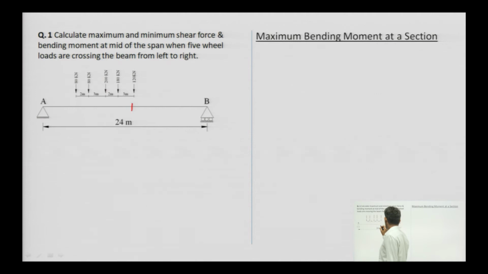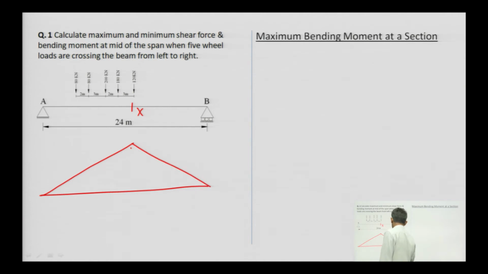So, first of all, say this point is x. The IL for bending moment at this point is this. This is the IL for bending moment. Since this is the midpoint, this ordinate is L by 4 actually. L by 4 means this ordinate is 6. Okay.